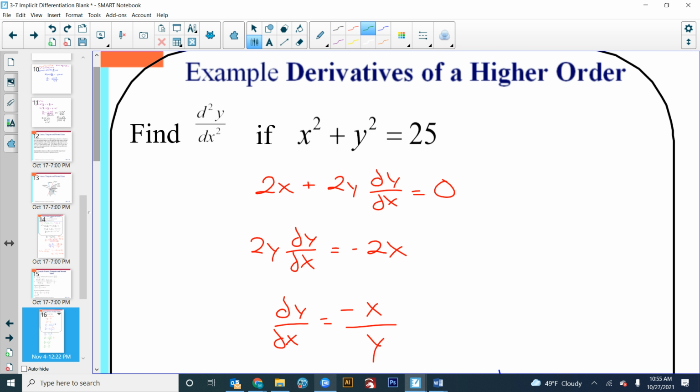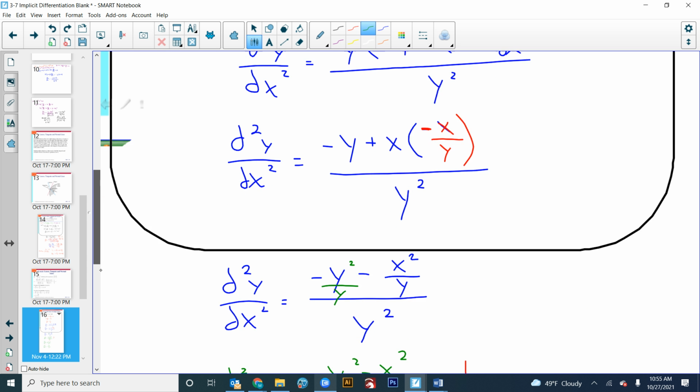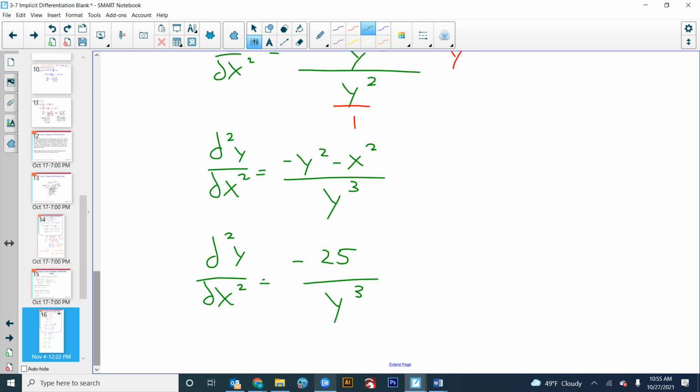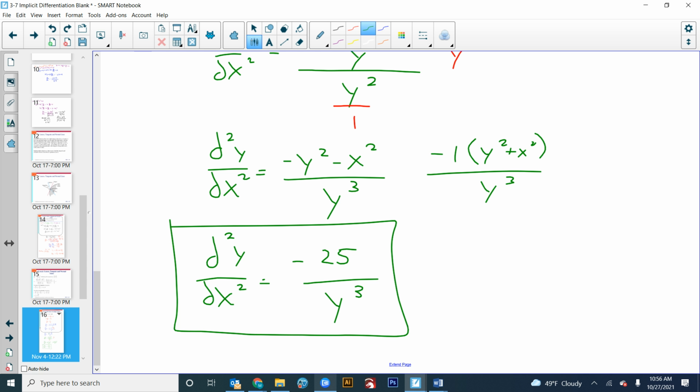X squared plus y squared is 25. It was hiding all along. Wasn't it? X squared plus y squared is 25. Boom. Second derivative. Was that fun?